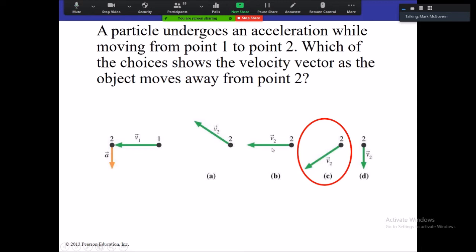B is like, I don't care about the acceleration, I'm going to ignore it, which you can't do. And then D doesn't make sense because D somehow eliminates the x direction motion, but there's no acceleration that we can see that does that. C works. C still contains the x direction velocity, but now shows some y direction velocity that's downward. So C is good.